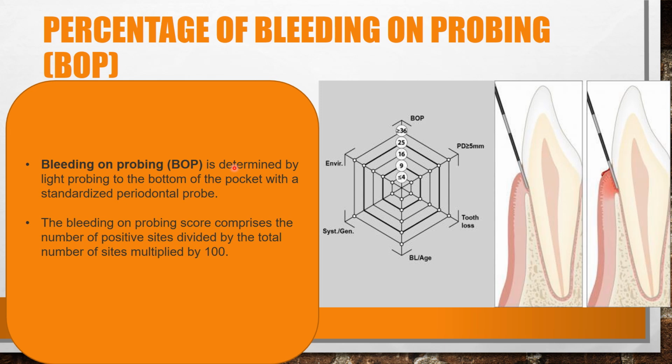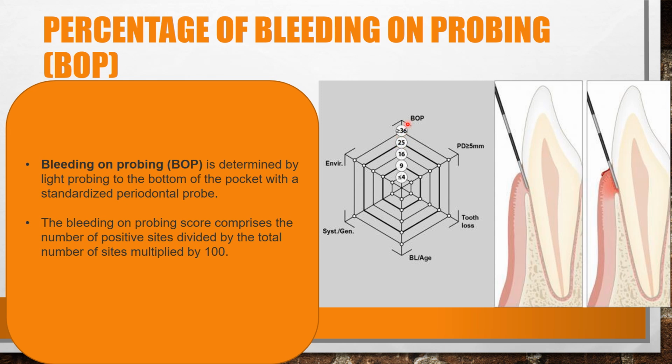Here you can see that it is given in squares: 4, 9, 16, 25 and 36. Up to 9, it is the low risk category, and above 9 up to 25, it is the moderate risk category, and if it is above 25, it is the high risk category.